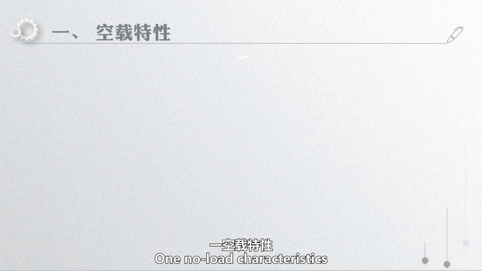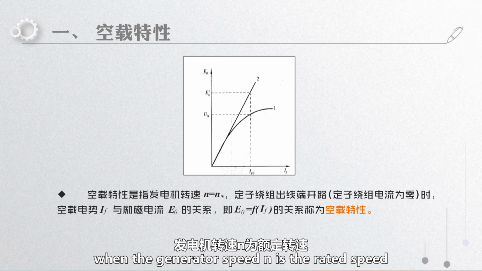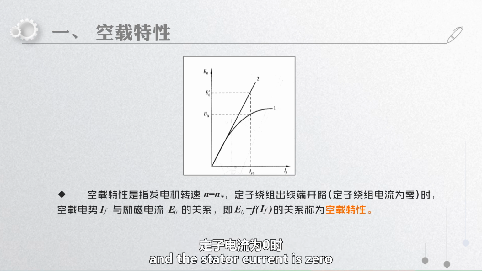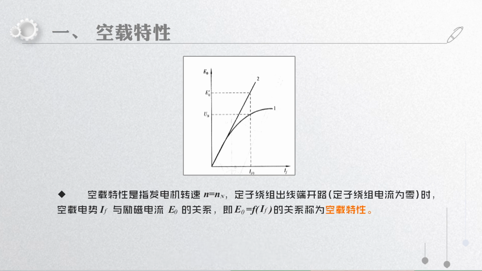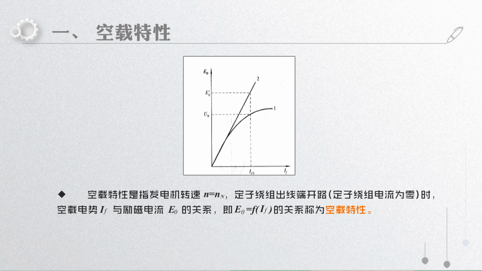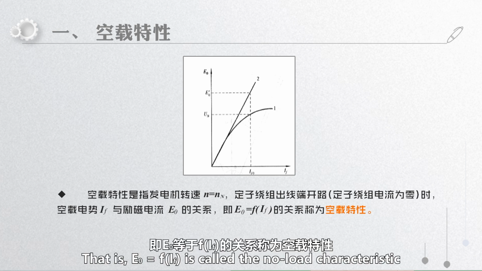1. No-load characteristics. No-load characteristics refer to when the generator speed N is the rated speed, the stator winding terminals are open, and the stator current is zero. The relationship between no-load electromotive force and excitation current, that is, E0 equals F of IF, is called the no-load characteristic.